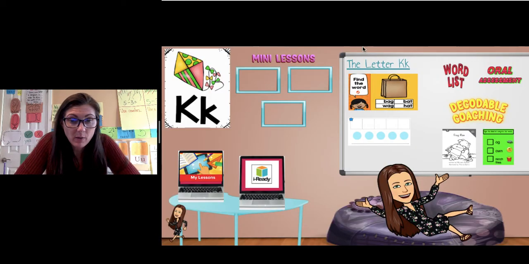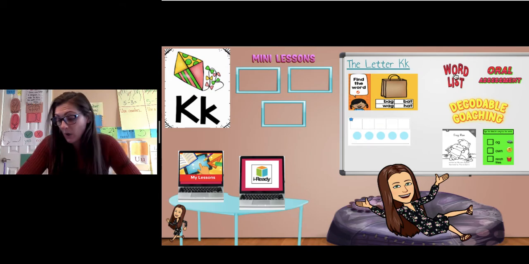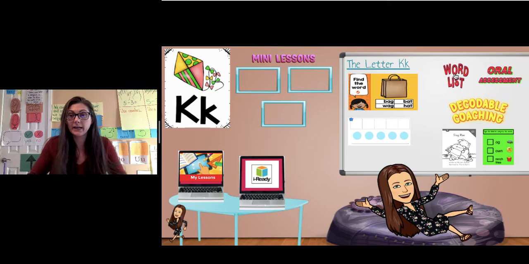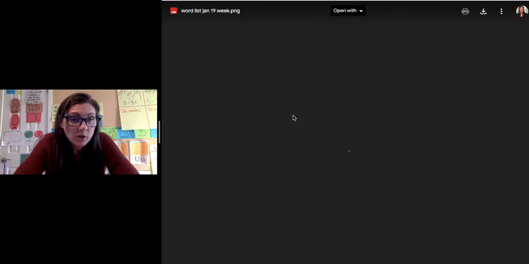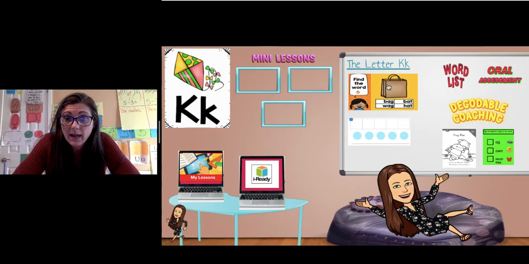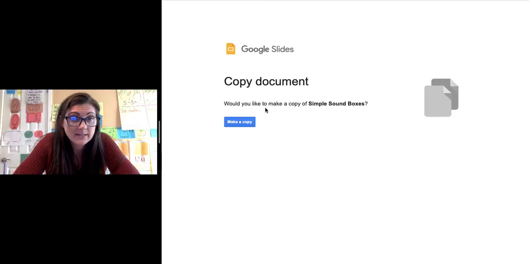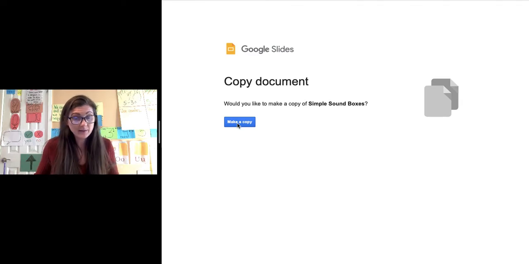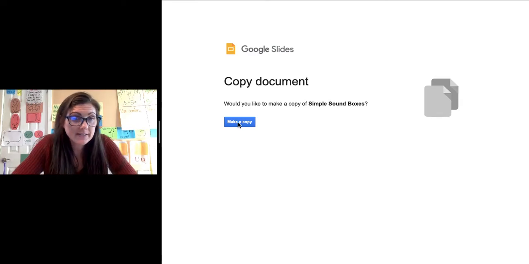Coming back to our Bitmoji room here, we did work a little bit with sound boxes today using some of the words on the word list. You can access these word lists too to try to read these words. Students should be able to sound out and read these words right now. Let's use some of the sound boxes to determine how many sounds a word has. I did this in class with the kids.